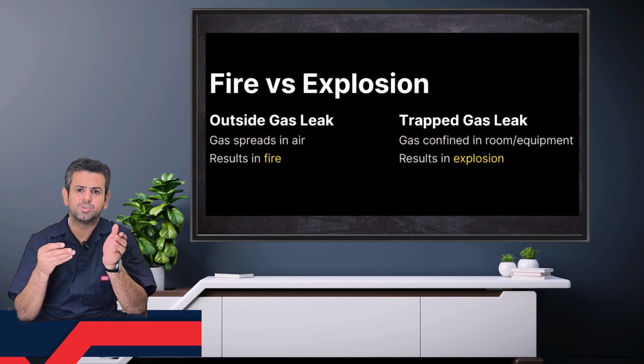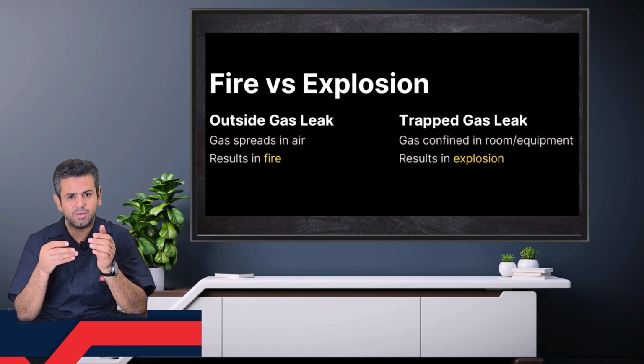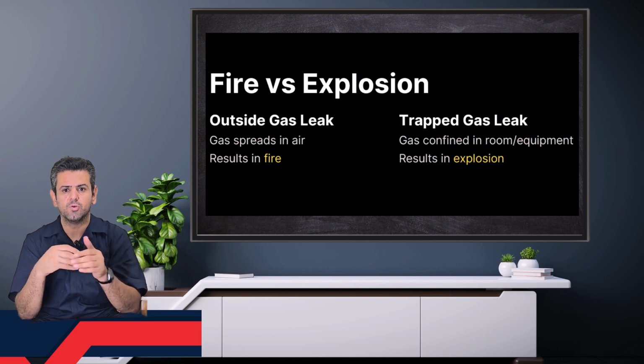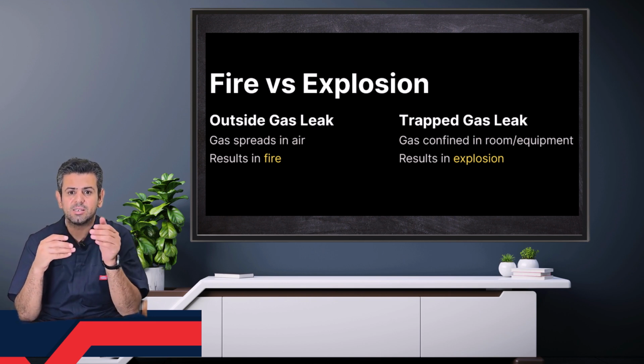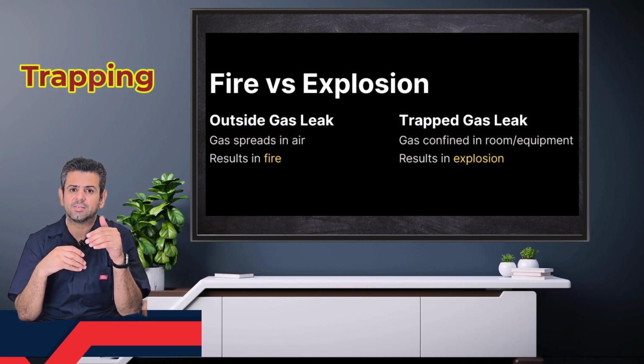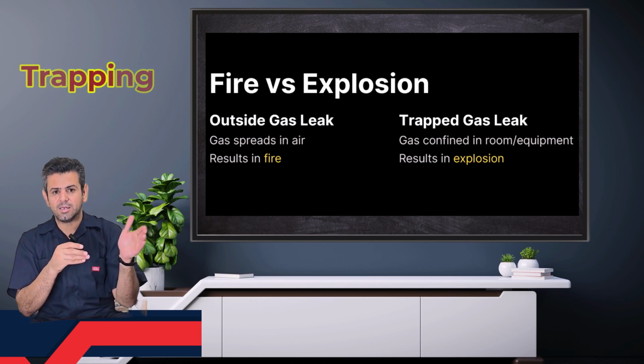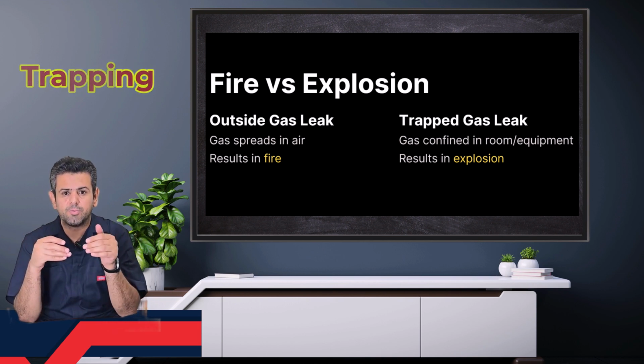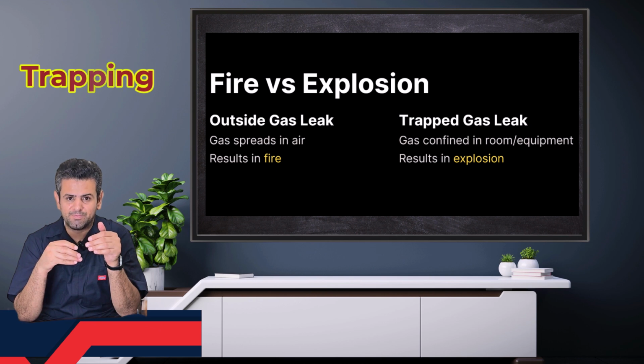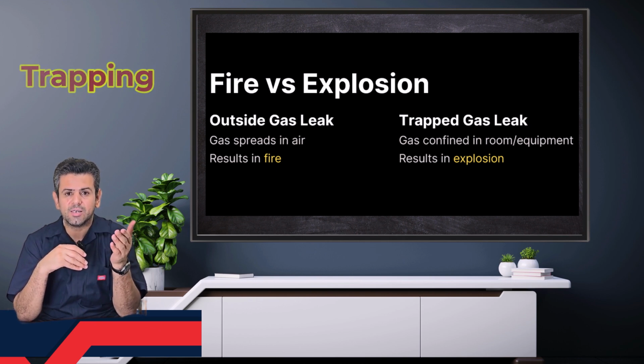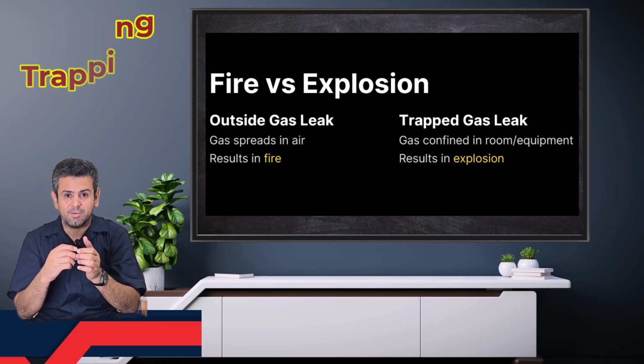If gas leaks outside, it usually spreads in the air. If it burns, it's just a fire. But if gas leaks inside a room or equipment, it can get trapped. If the gas level is between LEL and UEL, a small spark can cause an explosion. So the key difference between catching fire or explosion is trapping.